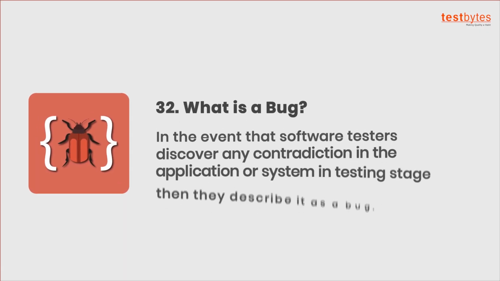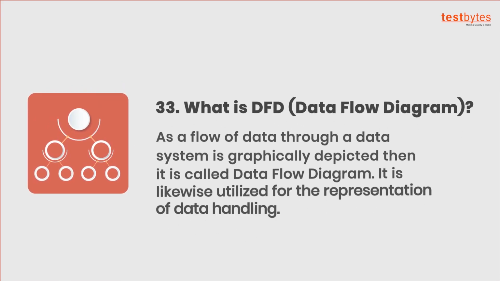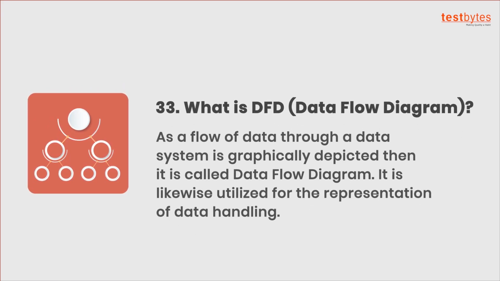Number 32. What is a bug? In the event that software testers discover any contradiction in the application or system in testing stage, then they describe it as a bug. Number 33. What is DFD? That is, Data Flow Diagram. As a flow of data through a data system is graphically depicted, then it is called data flow diagram. It is likewise utilized for the representation of data handling.